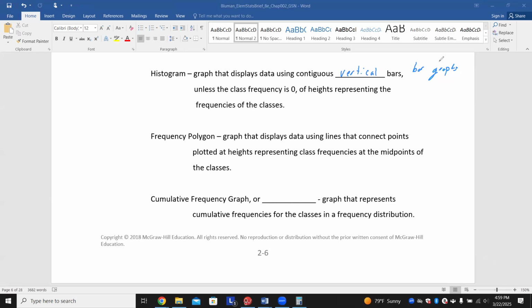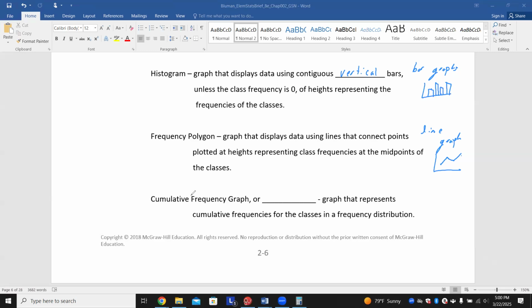Then you have a frequency polygon. This is the graph that displays data using lines that connect points plotted at heights representing class frequencies at the midpoints of the classes. This is called a line graph. To give you an example, it'd be like if you had a histogram, but then we just connect it with dots, where these dots that you would typically have, we just make them vertical bars. This is completely random data, but that's what that would be.